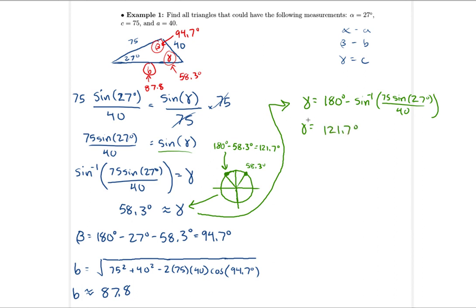Okay, so what does this mean? Well, there's actually a completely different triangle that's also a solution besides the one that I started to draw over here. So what does this one look like? We still have the 27 degrees, that hasn't changed. We still have 75, and then this other one still has to be 40.